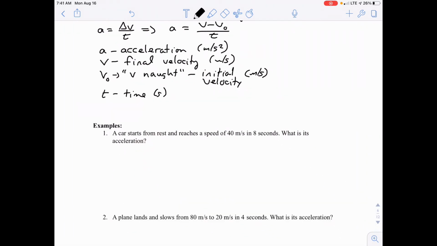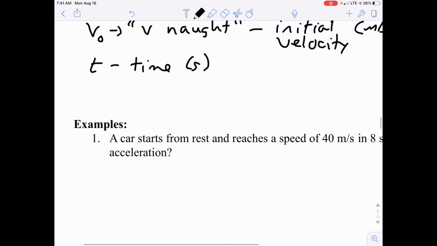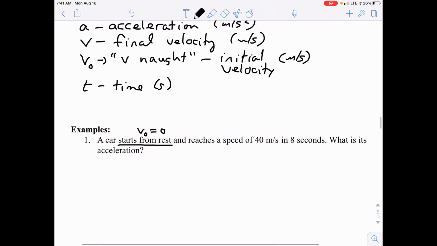Let's take a look at a couple examples here to apply this. Number one, a car starts from rest and reaches a speed of 40 meters per second in 8 seconds. What is the acceleration? Whenever you see the phrase starts from rest, you automatically need to equate that to V naught equals 0. Starting from rest means you start with no initial velocity. Therefore, V naught equals 0. Now, V naught equals 0, that means the other speed, and we know it's speed because velocity or speed have units of meters per second. The other velocity and speed in the problem must be V final. Seconds goes with time, and we're looking for acceleration.